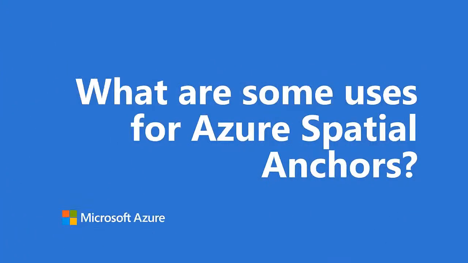What are some uses for Azure Spatial Anchors? There are multiple apps that you can create with Azure Spatial Anchors. A really good use case is anytime that you need to tie specific information to a specific place. For example, if you're in a big building and you want your users to find their way around, you can put breadcrumbs around and they can detect these spatial anchors and find their way.